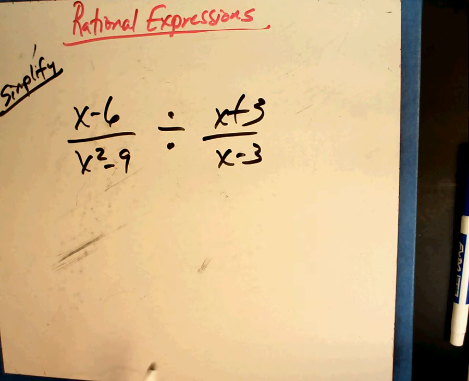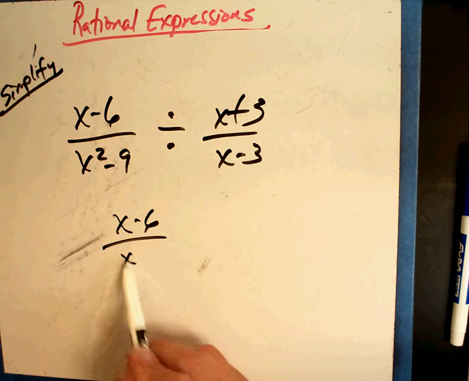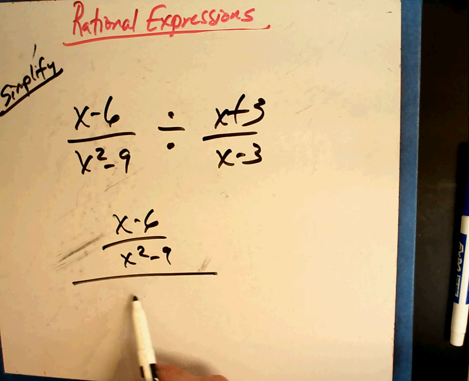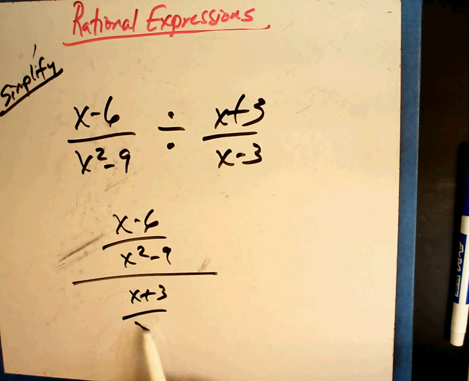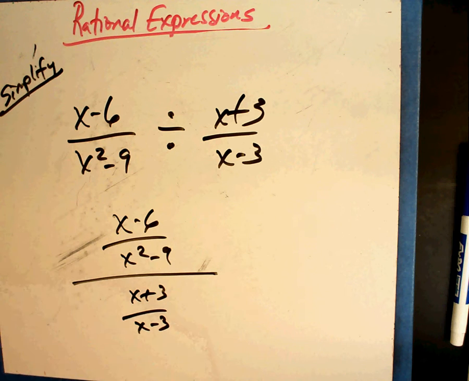Now, dividing, what that really means is x minus 6 over x squared minus 9, all of that divided by x plus 3, x minus 3. That's really hard to do. But whenever you have a fraction under a fraction, what you're going to do is invert and multiply. What that means is you're going to take that, you're going to flip it over, and then you're going to multiply. So really, I don't want the division anymore.